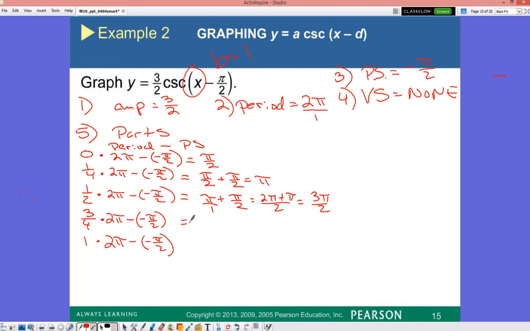All right, so this one's going to give me what? 6 pi over 4, which reduces to 3 pi over 2. 3 pi over 2 plus pi over 2 is 2 pi, common denominator, so I add. My last thing is 2 pi plus pi over 2. I'll let you guys do the math on that one. 5 pi over 2.